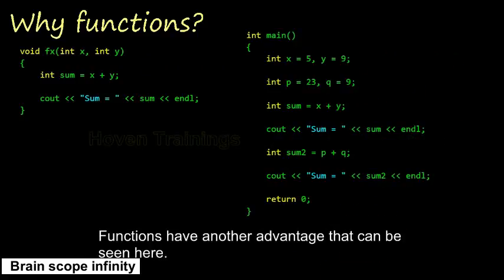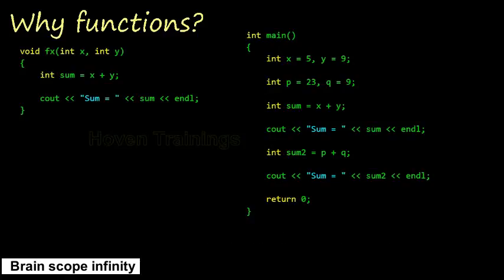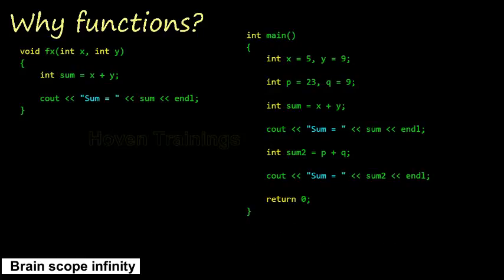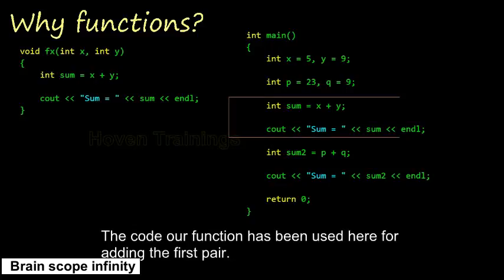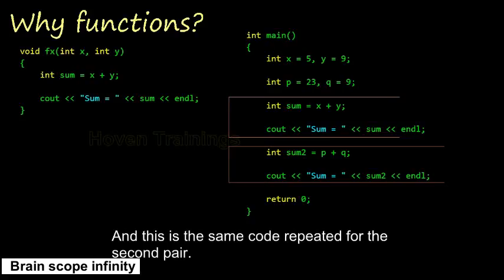Functions have another advantage that can be seen here. This code has been written without using a function. It achieves the same purpose of adding two pairs of numbers. The code of our function has been used here for adding the first pair. And this is the same code repeated for the second pair.